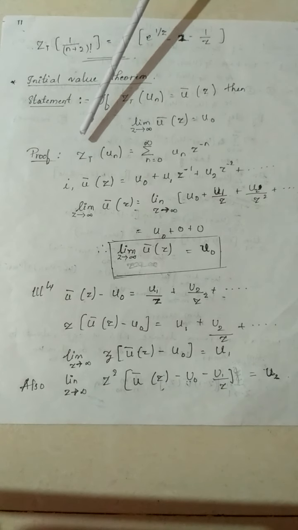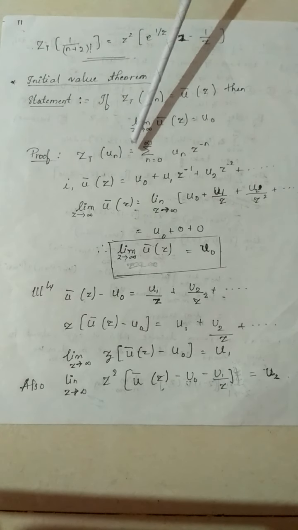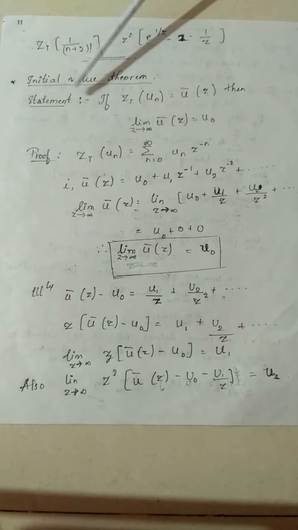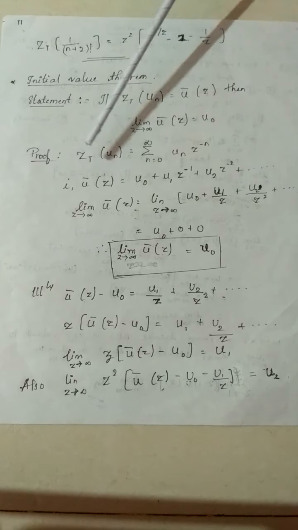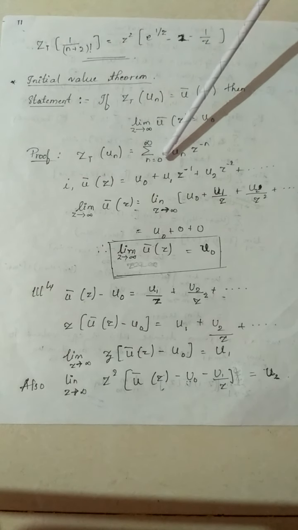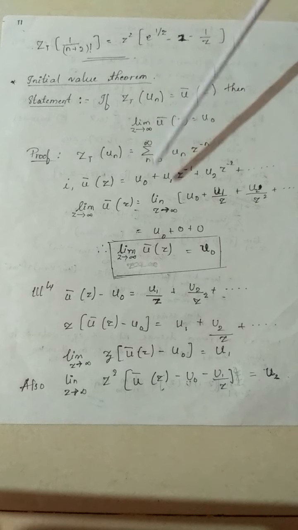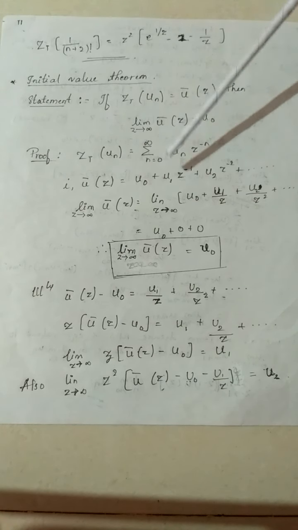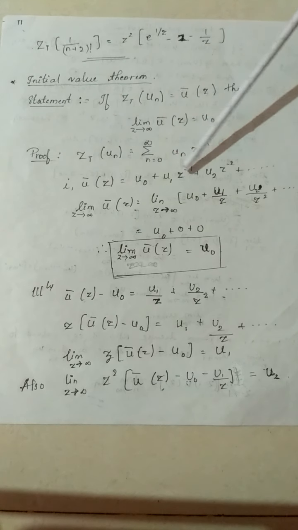According to the definition, the z transform of un is equal to summation n is equal to 0 to infinity un z raised to minus n. The z transform of un is also written as u bar z. U bar z is equal to, expanding this summation by giving the values n is equal to 0, 1, 2, 3 and so on: if I put n is equal to 0, u naught, z raised to 0 is 1. Put n is equal to 1, u1 z raised to minus 1, u2 z raised to minus 2, and so on.